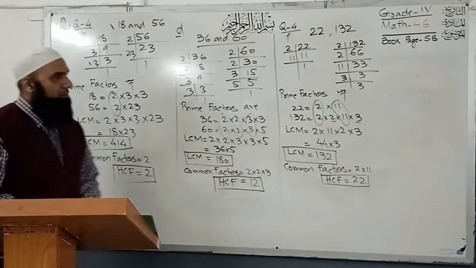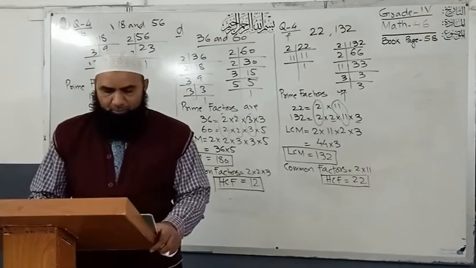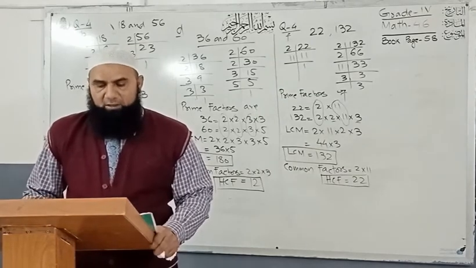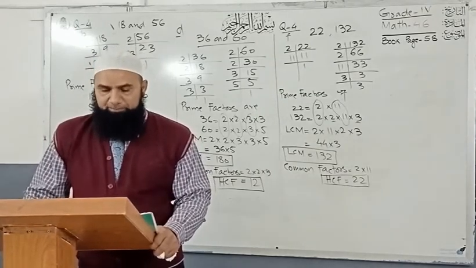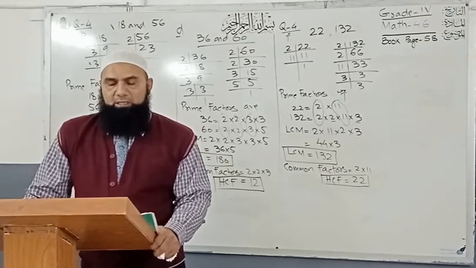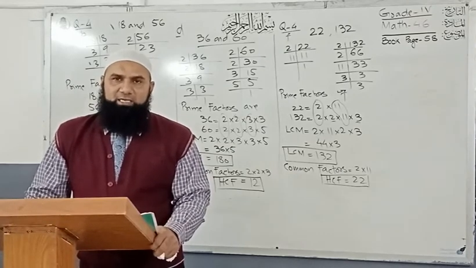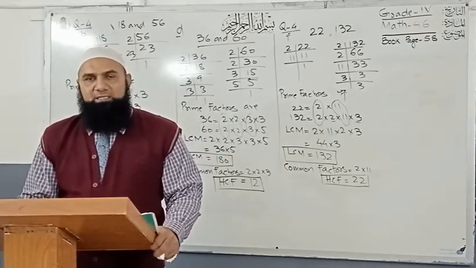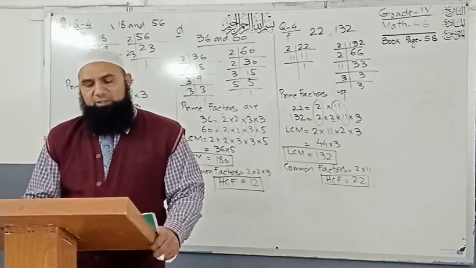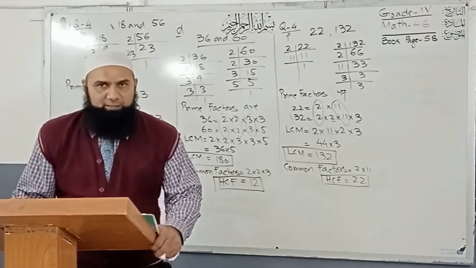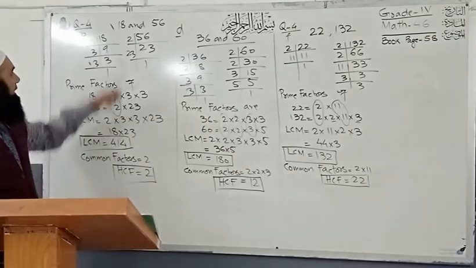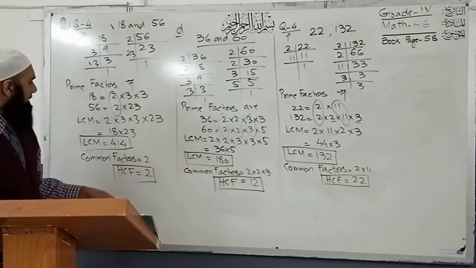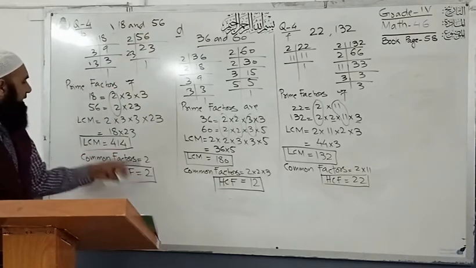Okay, boys, this was our question number 4. Now see the next question number 5. Before going to question number 5, look at the table and try to understand that for each pair of numbers, if we find their LCM and HCF and multiply the HCF and LCM, this will give us the product of both numbers. For example, in this case, 18 and 56, if we multiply 18 and 56, it will be the same answer as if we multiply LCM and HCF.